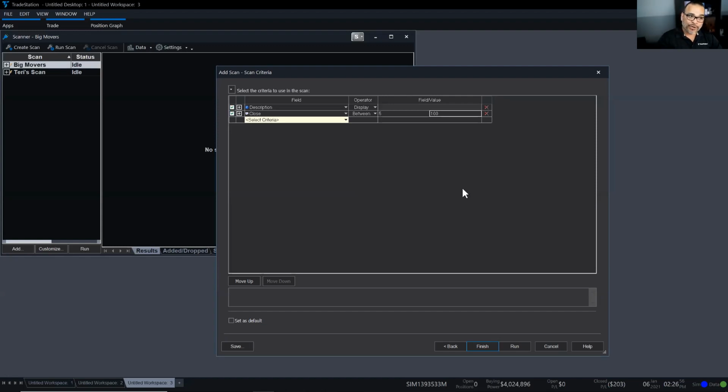Most of the time when I'm building a scan like this, I run it even before it's finished, because I want to know how that filter affected the universe. So if I have 10,000 shares and I say, I only want the ones that are between 5 and 100, I want to know how many stocks out of the 10,000 meet that criteria. So I'm going to just click on run right here at the bottom.